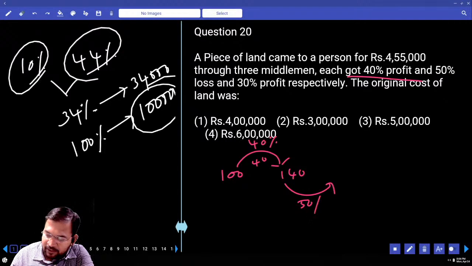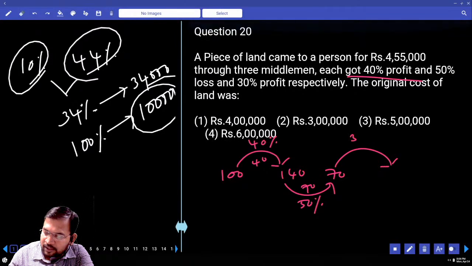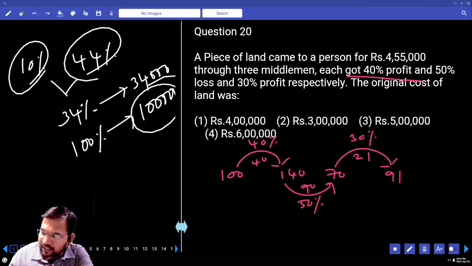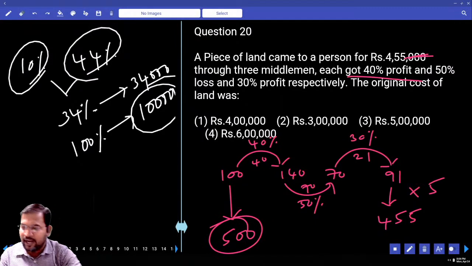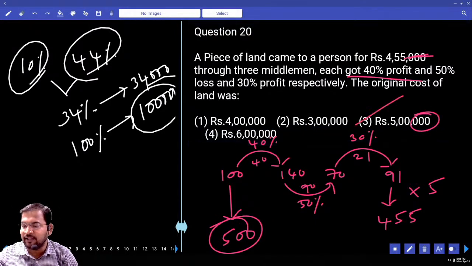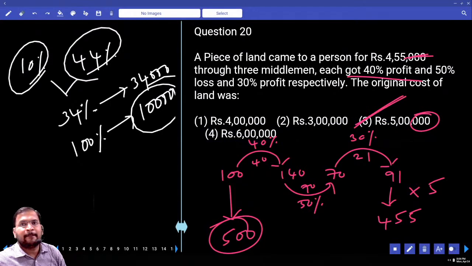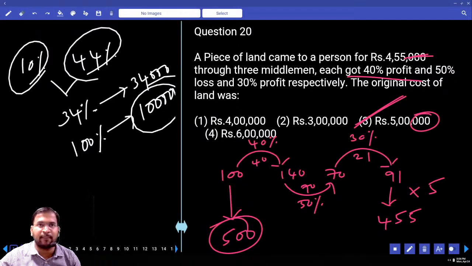50% loss of 140 is nothing but 70. The remaining, the third person gets 30% profit. 30% of 70 is nothing but 21. It becomes 91. But according to our problem it is 455, forget about zeros, 3 zeros are there. 91, how many times is 455? 5 times of 100, that is 500, and 3 zeros already. So this is all about today's MTS math explanation. Thank you.